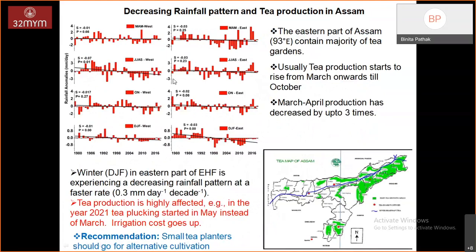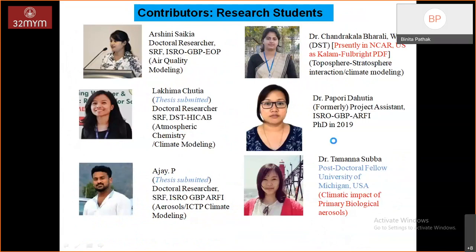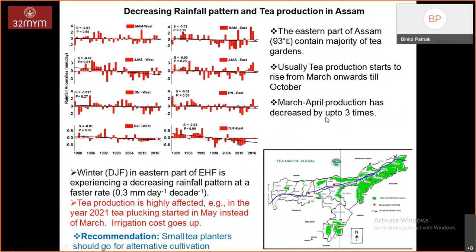And that east-west asymmetry that I have mentioned is also visible in the long-term 40 years of rainfall pattern. The most important observation I wish to mention here is the winter-time decrease in rainfall during December, January, and February, which is quite important for this eastern part of the region where most of the tea gardens are present. So the tea industry is suffering from this lower amount of rainfall. This year also, they had to wait till May to start plucking of the teas.